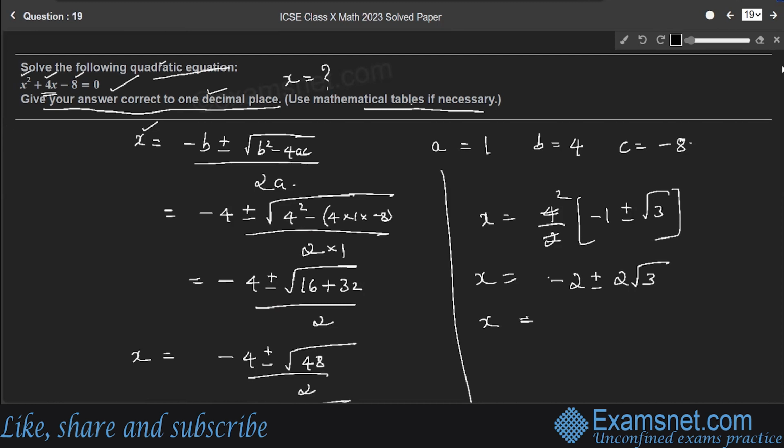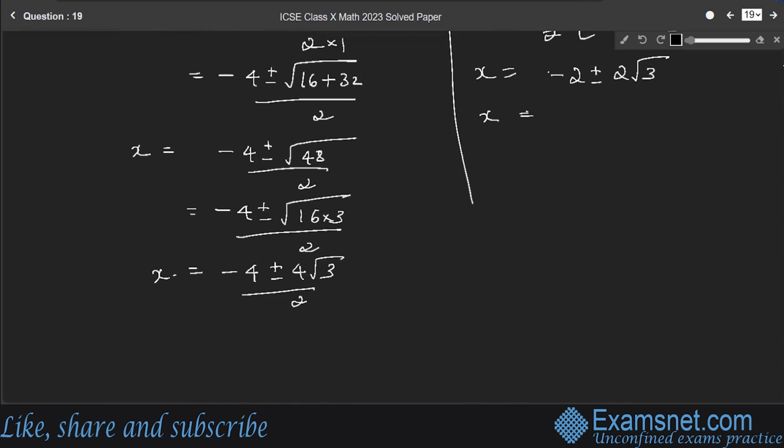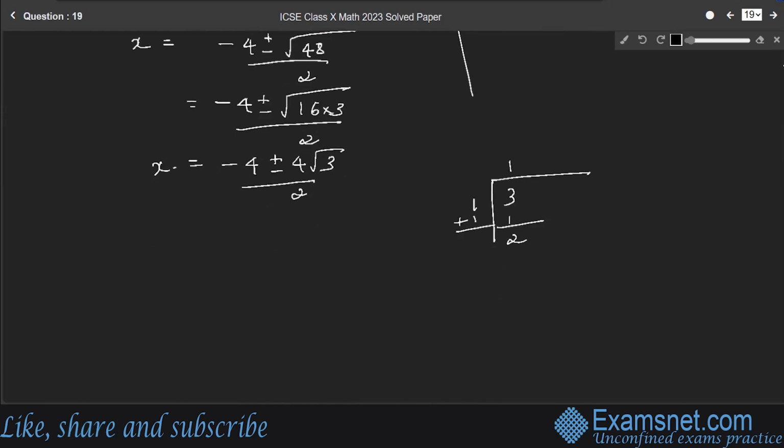So otherwise you can go for finding the root. If you consider root of 3 using the division method, 1 into 1 is 1, and 2 is the remainder. So add 1 here, you will get 2. Take the decimal point, add 2 zeros here. So 27 into 7, take the same number, 49, 189. So you will get 11 as remainder. Add 7 here, you will get 34.